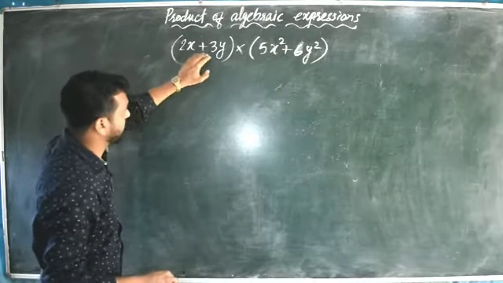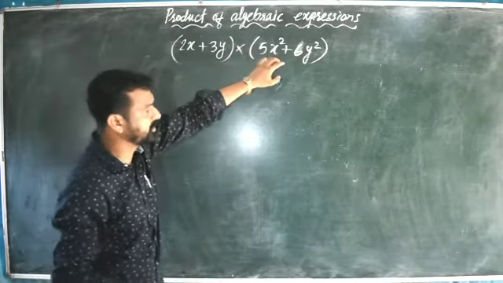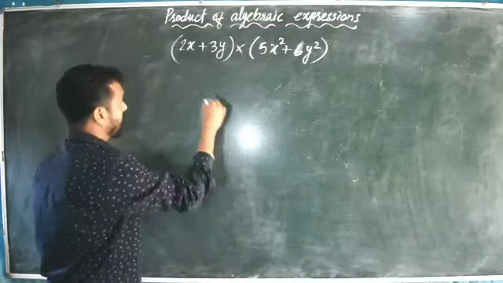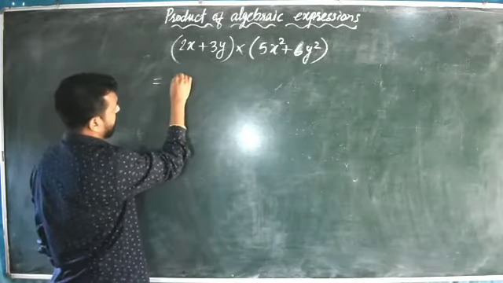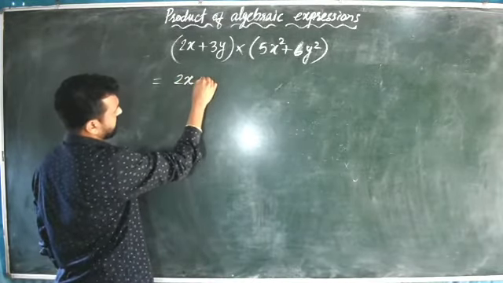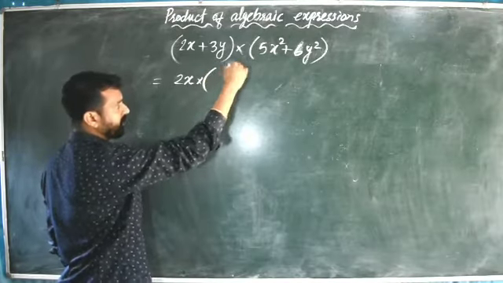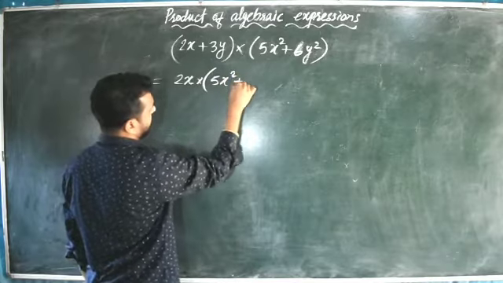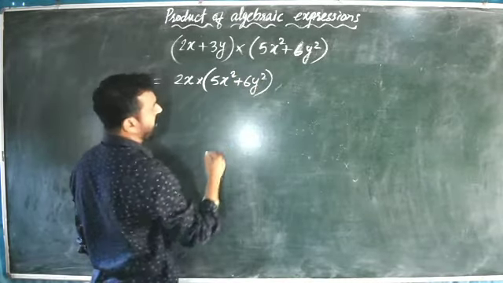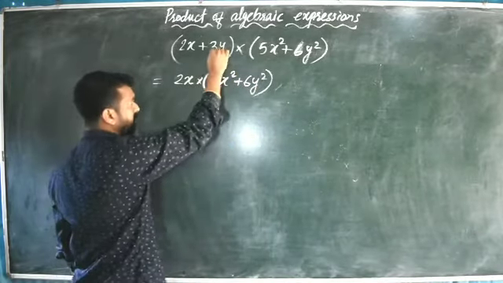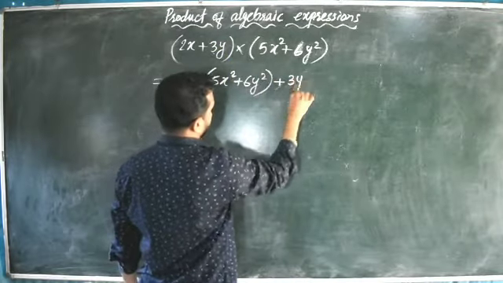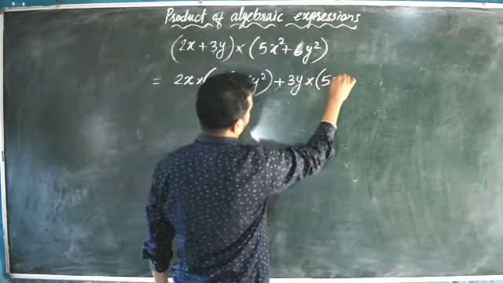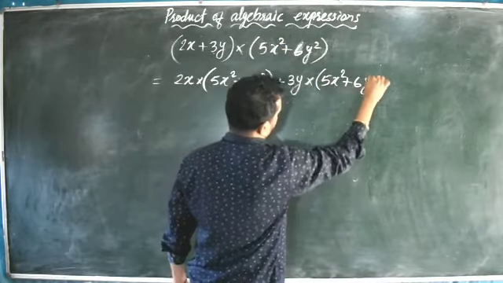Every term of the first binomial into each term of the second binomial we have to multiply. That is the process here. So here it will come like this: first term of the first binomial, that is 2x, into the second binomial, that is 5x square plus 6y square. After that, second term of the first binomial, plus 3y into the second binomial, that is 5x square plus 6y square.